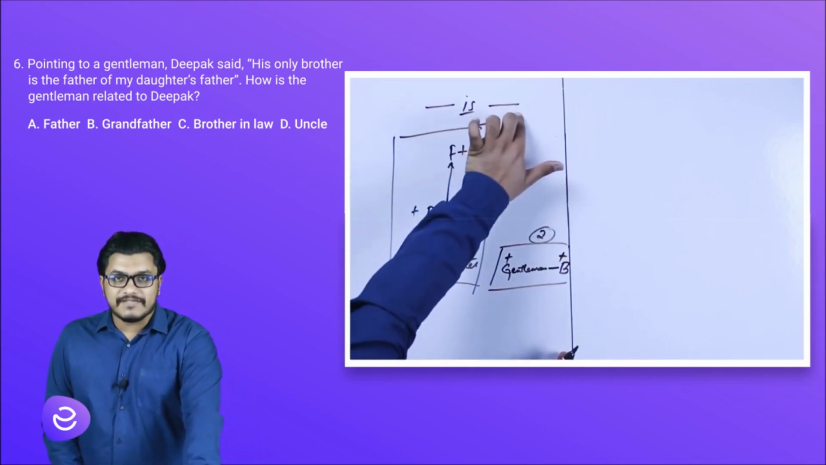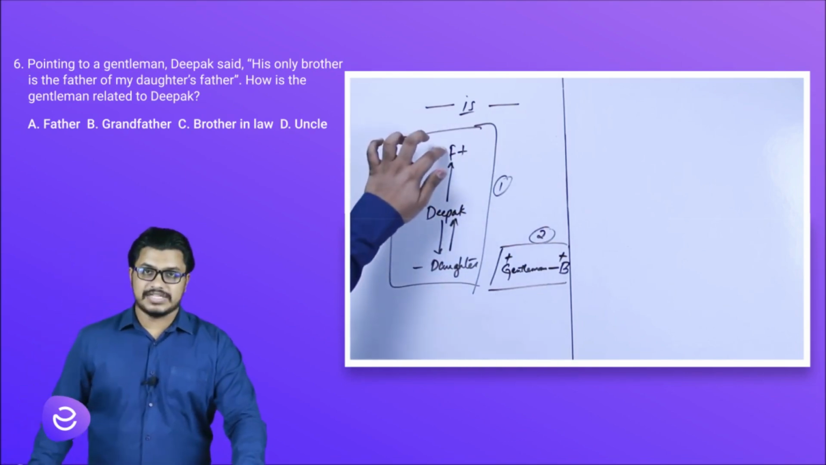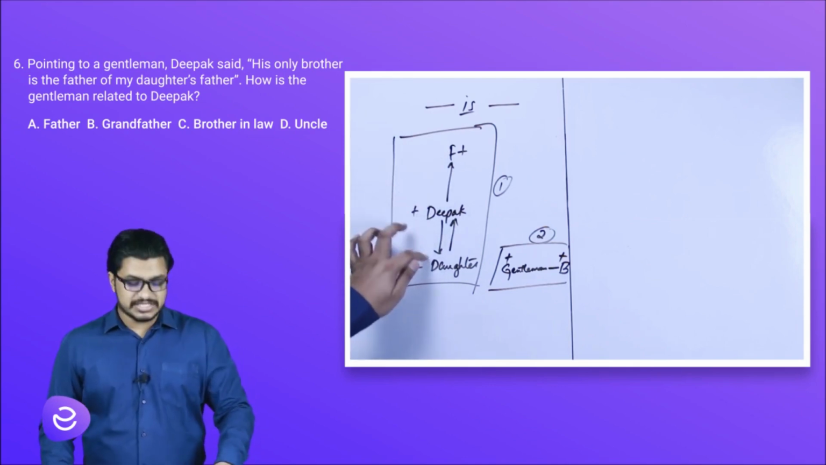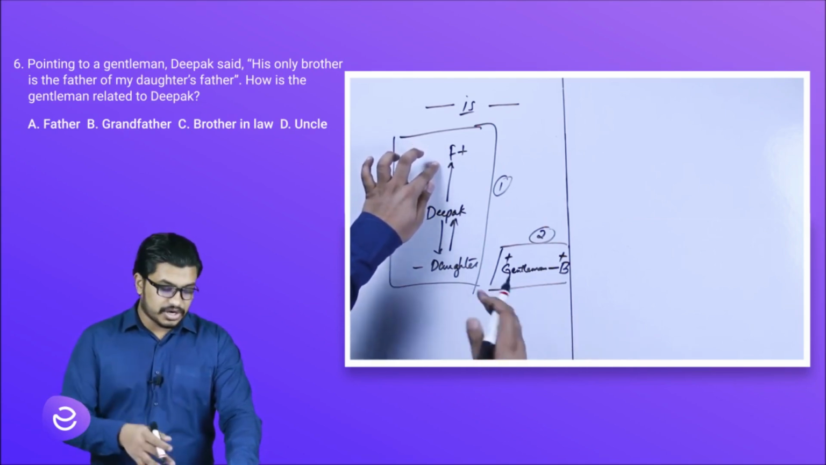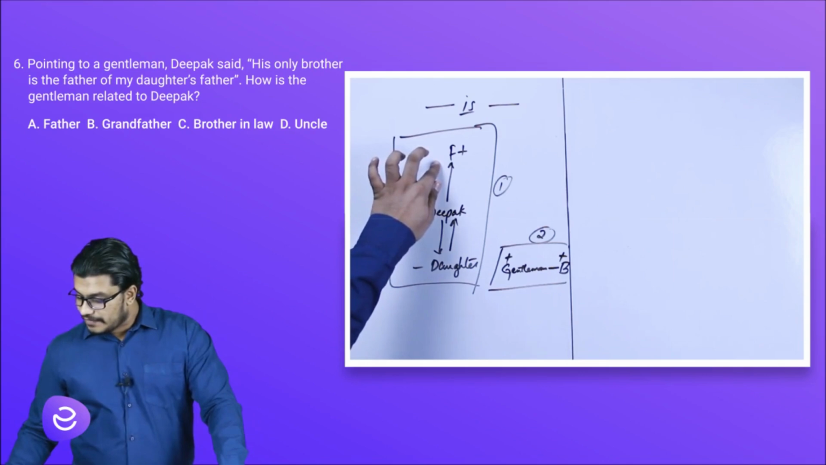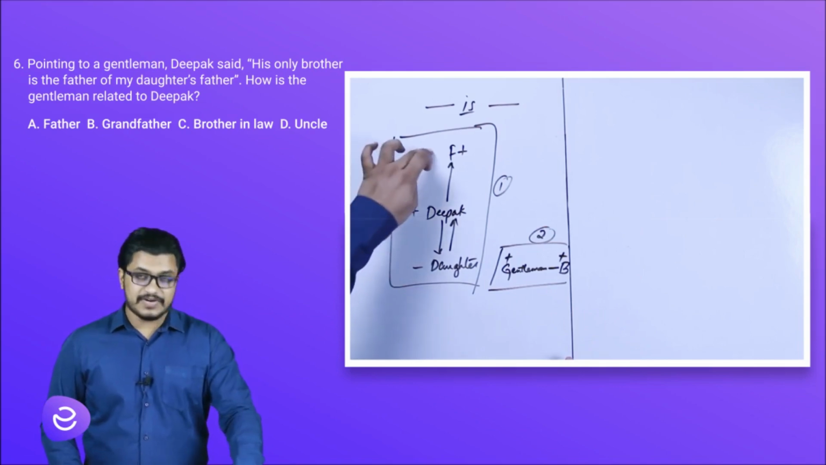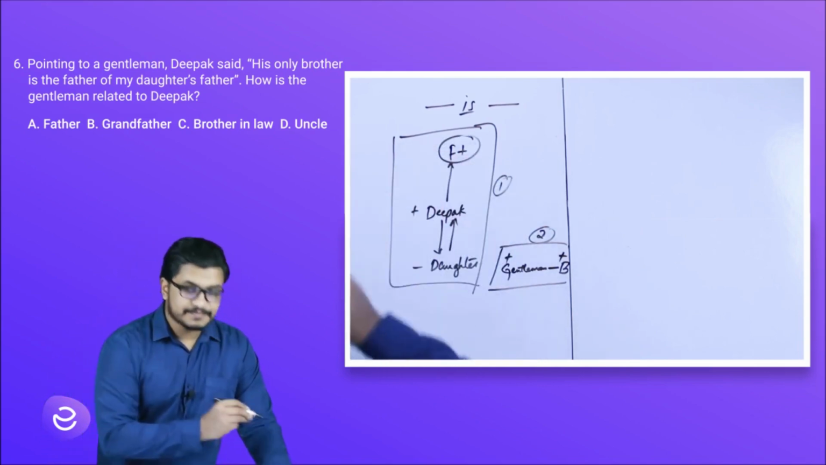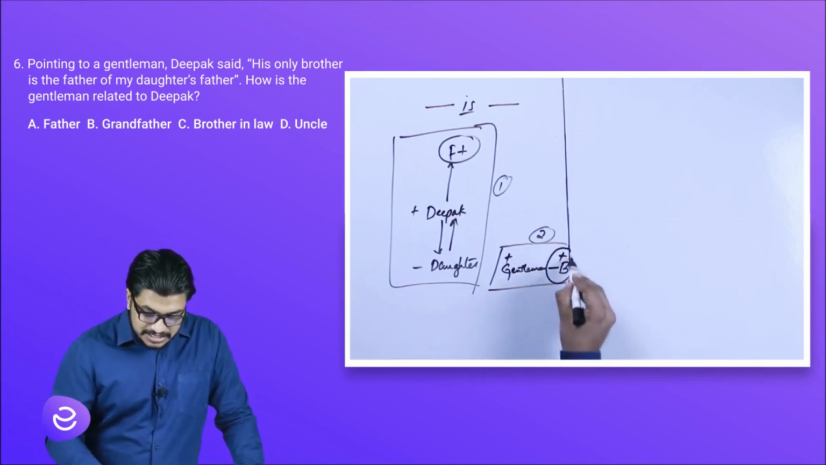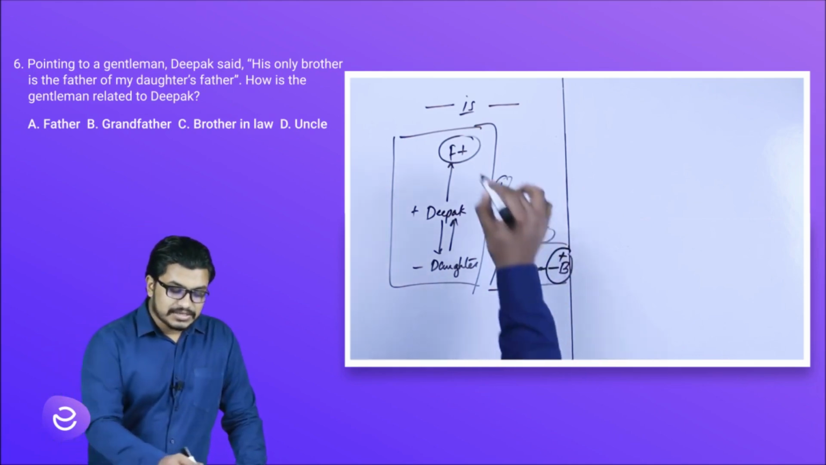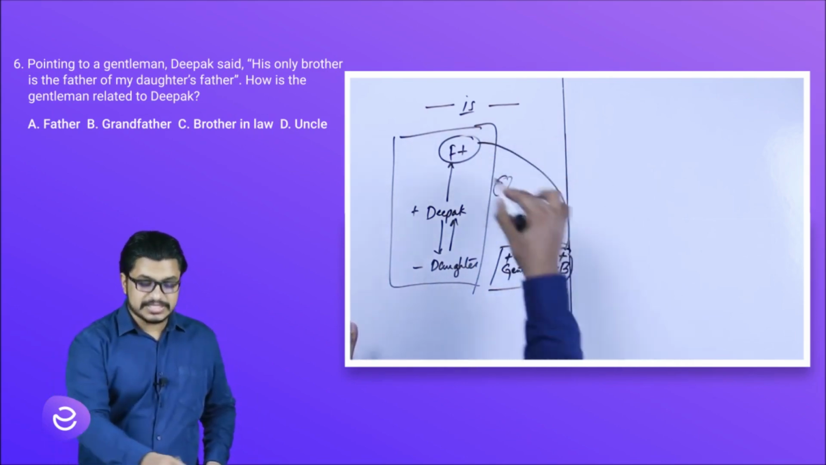Now who is the person after "is", and who is the person before "is"? After "is" we have a person called father, the father of Deepak's only daughter's father. Then before "is", his only brother, this gentleman's brother. We know that the person after "is" and the person before "is" are the same person.